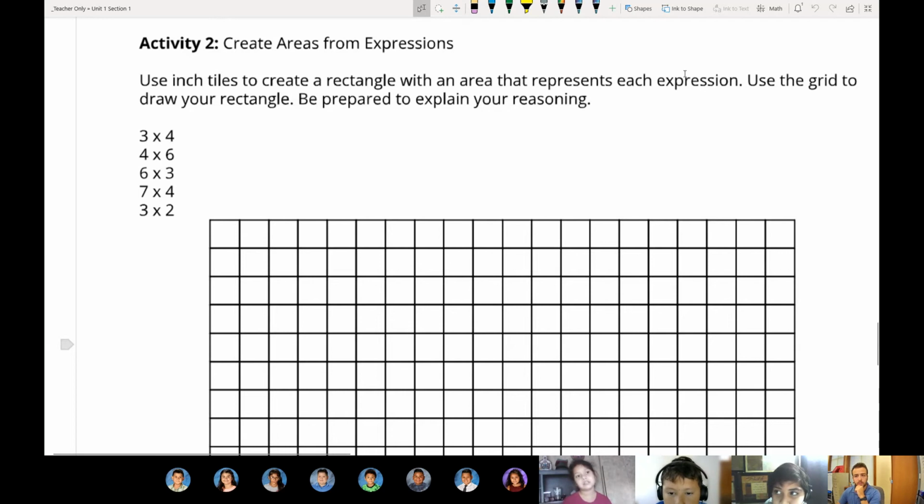But if I told you to use the grid to draw your rectangle, and I said draw something that was 3 times 4, how would I draw that? Jacob? Put three lines down and 4 lines across.